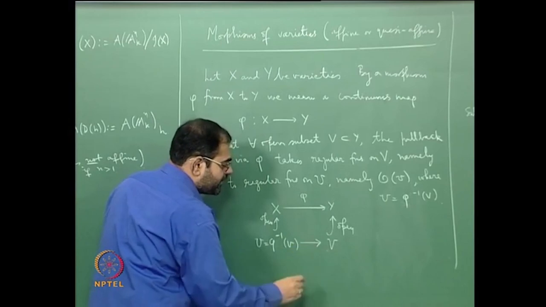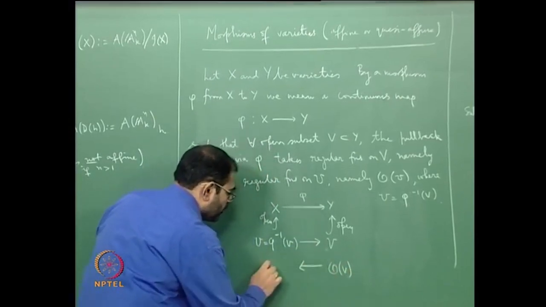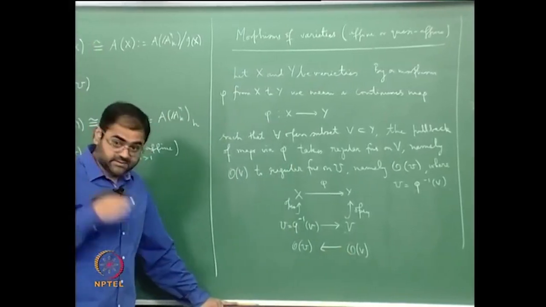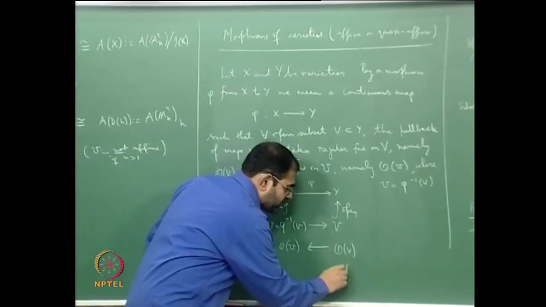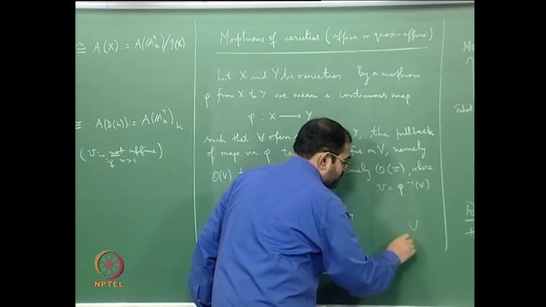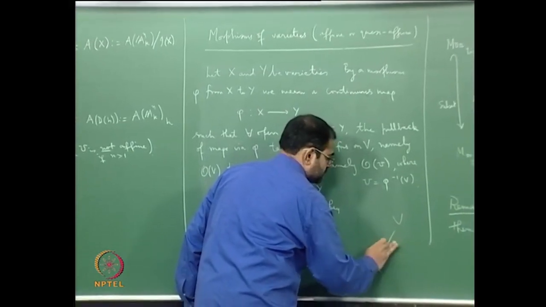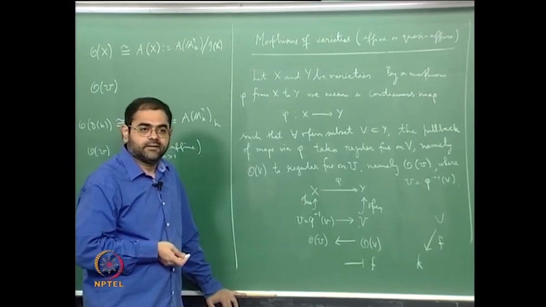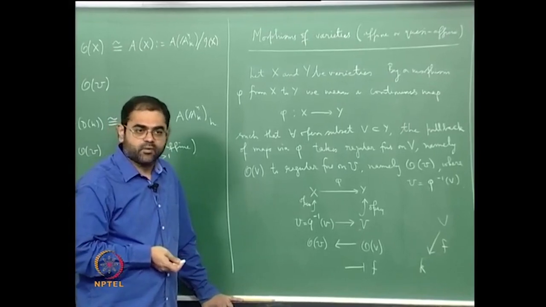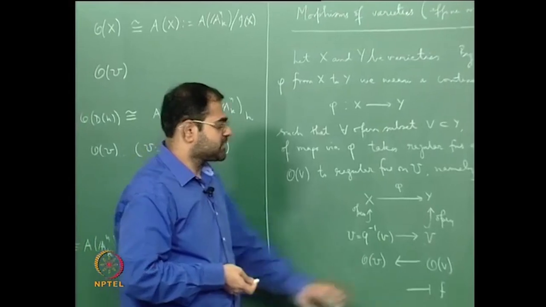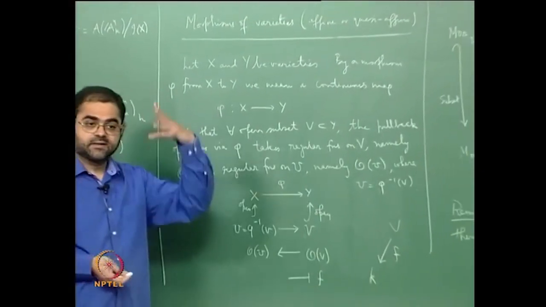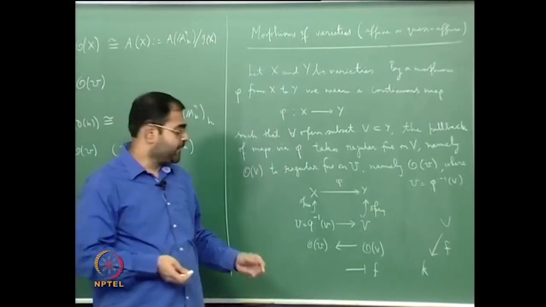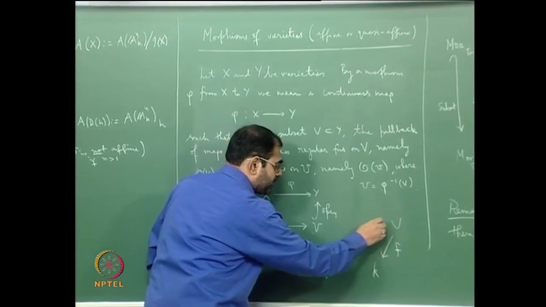Now this map from phi inverse V to V will give you a map from OV to OU. And what is this map? What is an element of OV? It's a regular function on V. And what is a regular function on V? It is a map from V to K, which as we had defined in the earlier lectures, is a function which is locally given by quotients of polynomials, where the polynomials are considered in the right number of variables, which is equal to the dimension of the affine space in which V or Y is sitting.